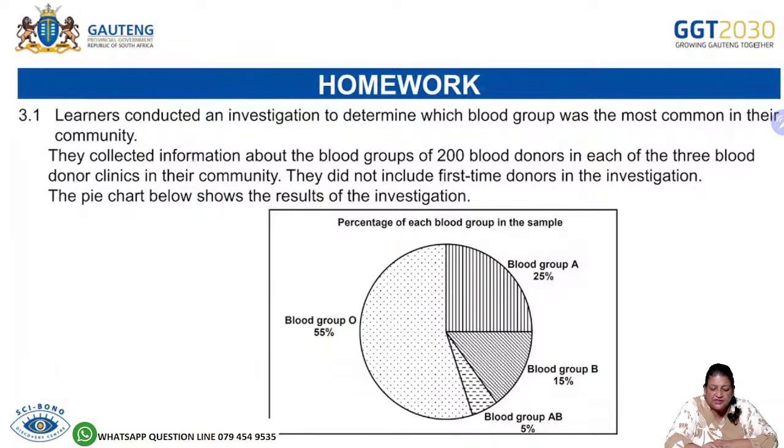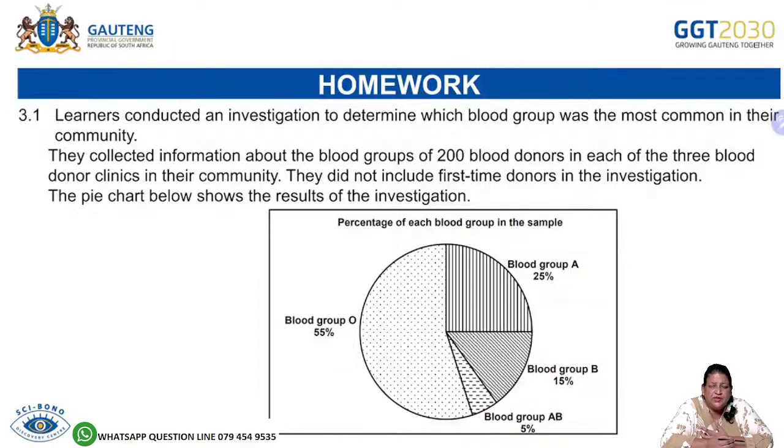They collected information about the blood groups of 200 blood donors in each of the 3 blood donor clinics in the community. So there are 3 blood donor clinics, and in each clinic they used 200 donors. So altogether the sample size was 600. Now that's quite a large number compared to 5 or 10. So by having a large sample size, what did the investigation cater for? Reliability. They did not include first-time donors in the investigation.